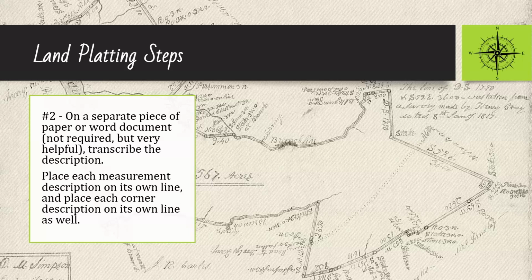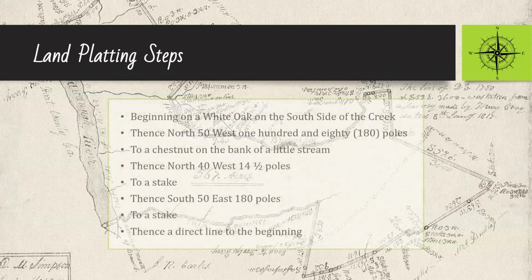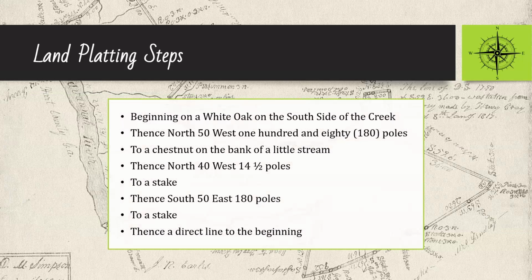So you want to really space this out so you're not missing anything. Here is my whole description, and I've boiled it down to this. I have: beginning on a white oak on the south side of the creek. That's like a corner, right? It'll be a corner of this description.